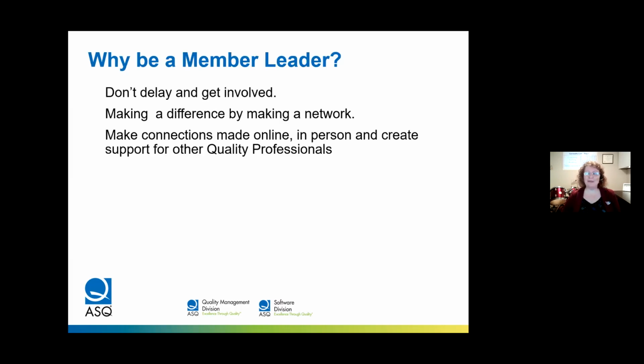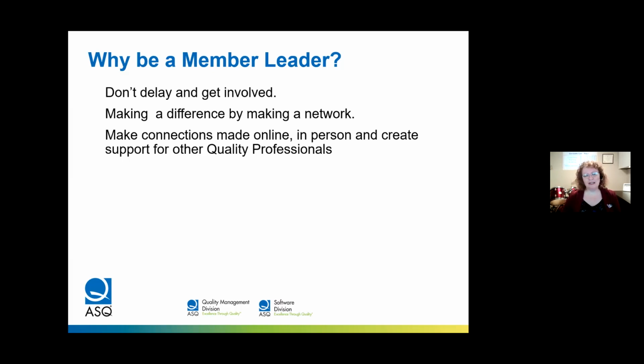Why do you want to be a member leader? I can tell you, don't delay, get involved. We are a global organization, and the connections and the networking that you make is invaluable for ASQ. I want you to engage. We're going to talk more about this later. Make these connections, make the difference by making a network.